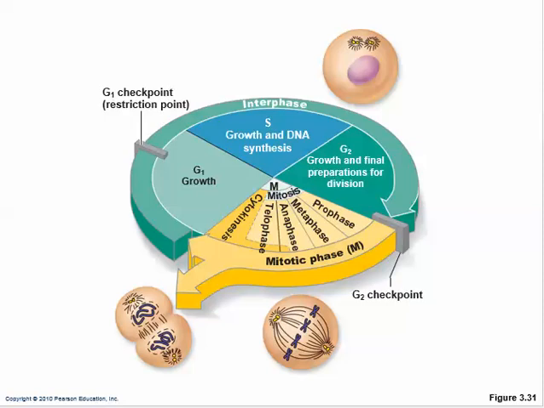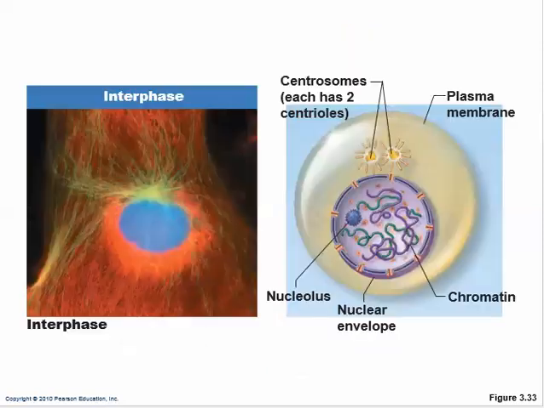Cytokinesis is the other part, and it starts about here and gets really rolling after telophase, after the second nucleus is formed, and that is the actual cytoplasm division.